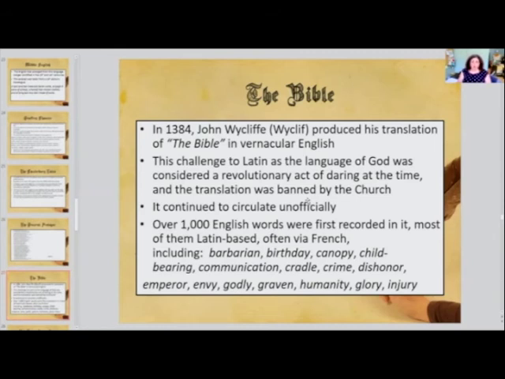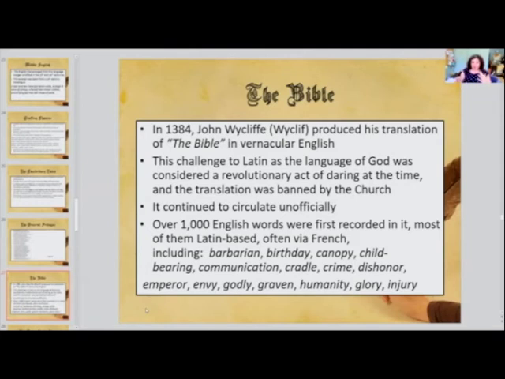So of course, aside from Canterbury Tales, one of the great books, especially at the time, was the Bible, still one of the best-selling books of all time. In 1384, John Wycliffe produced his translation of the Bible into vernacular English. So at this point, it had only ever been in Latin, and that was extremely intentional. Only the clergy and very educated noblemen were able to speak Latin. It was a mark of distinction.